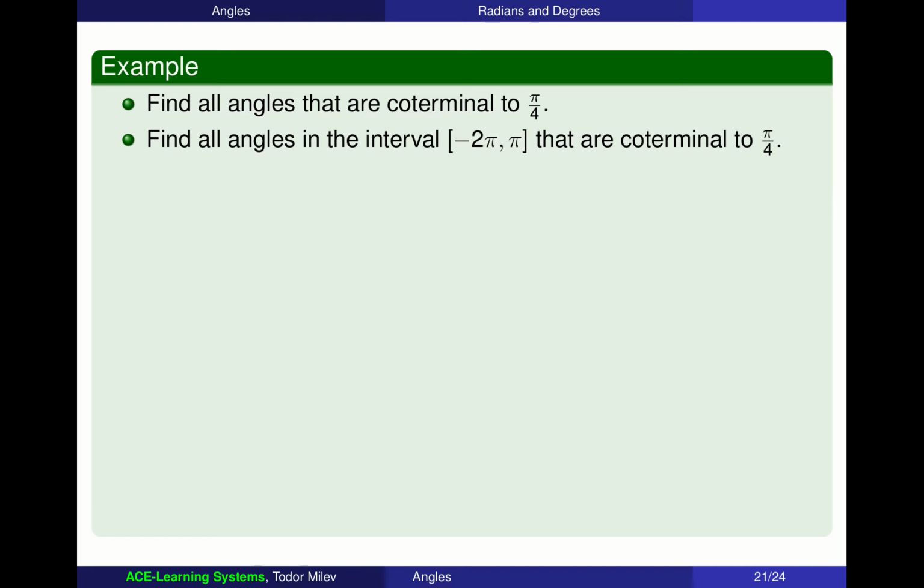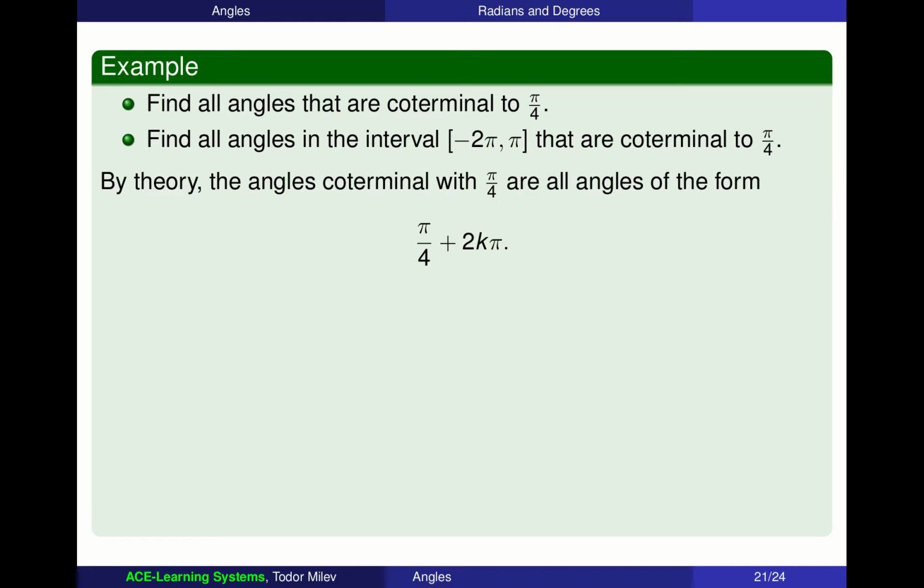That really is a piece of cake problem by the theory that we just studied. All angles coterminal with pi over 4 are all angles of the form pi over 4 plus 2k pi. Here k is an integer. So this k is an integer, so 2 times k is an even number. Every even number can be written as 2 times an integer. So this gives me the set of all angles which differ from pi over 4 by an even multiple of pi.